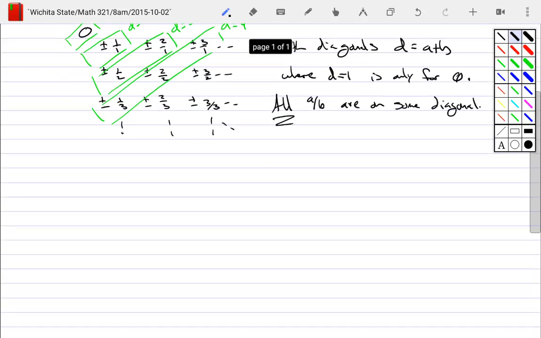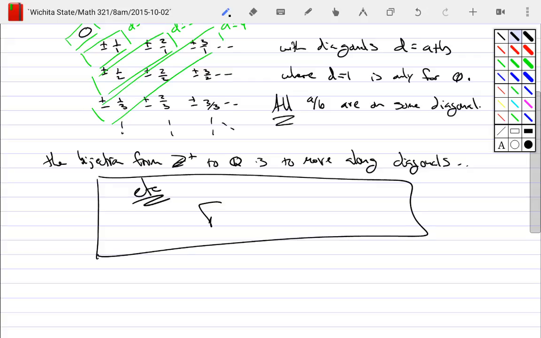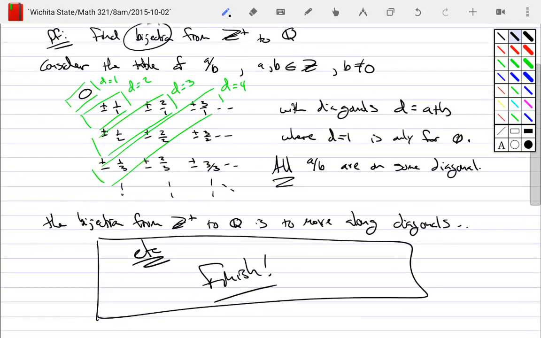And so from this point on, the bijection from Z plus to Q is to move along diagonals, etc. We've already done that, right? The rest of this is obviously you finish out. You just move along the diagonals. It's pretty easy if I'm just talking about it. I just simply count, right? 1, 2, 3, 4, 5, 6, 7, 8, 9, skip. But you have to talk about the skipping.